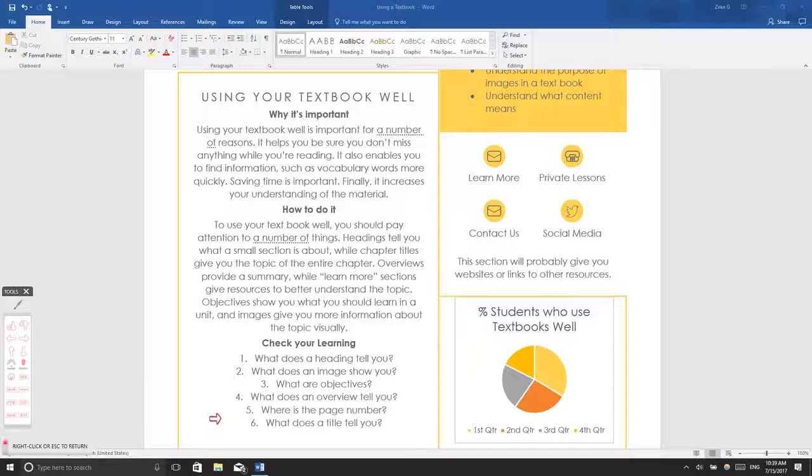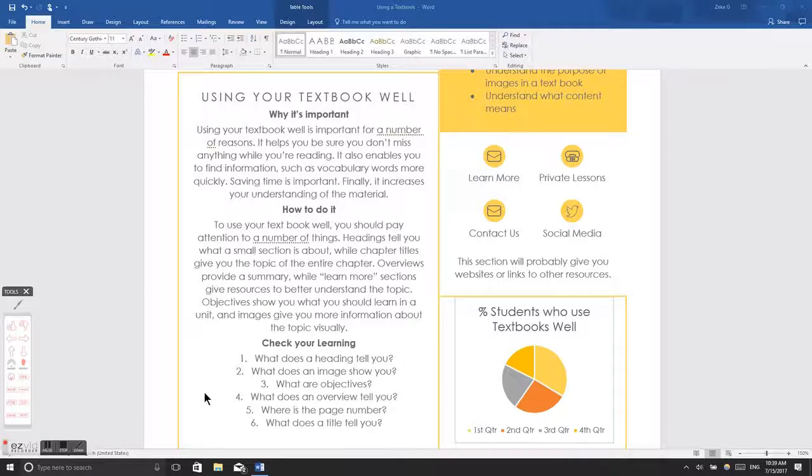If you haven't paused the video and you want to keep listening, I'm now going to give you the answers. So number 1, a heading tells you what the section it's above is about. An image usually shows you more information about the topic that you're reading about. Objectives tell you what you should learn in that section. An overview tells you what will be talked about in that section.